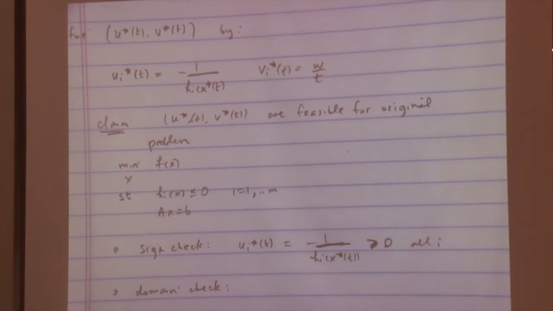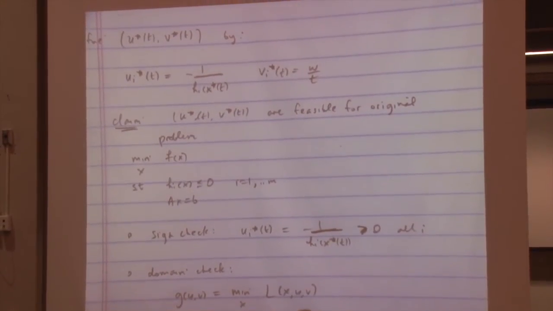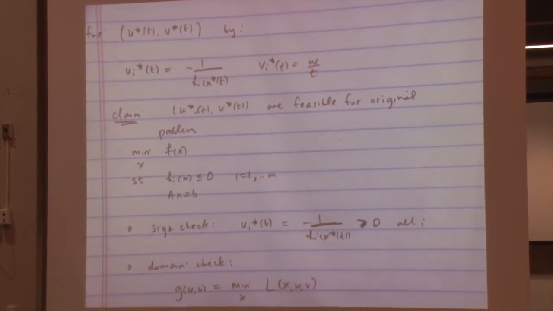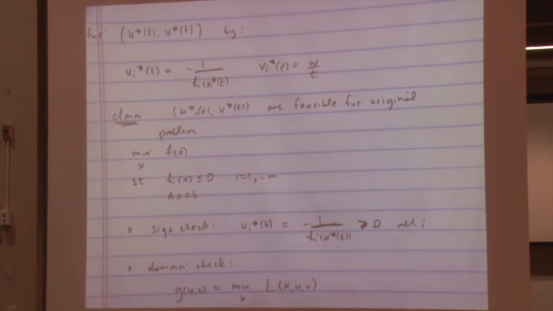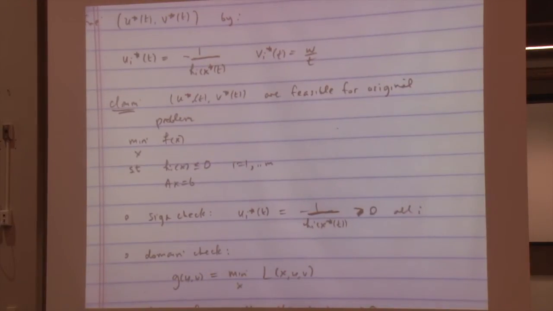So remember, when we're minimizing the Lagrangian, we get the Lagrange dual function. So g of u, v is defined as the minimum over all x of the Lagrangian L of x, u, v. The domain of g is all points u, v with u bigger than or equal to 0, such that this minimum is bigger than minus infinity.